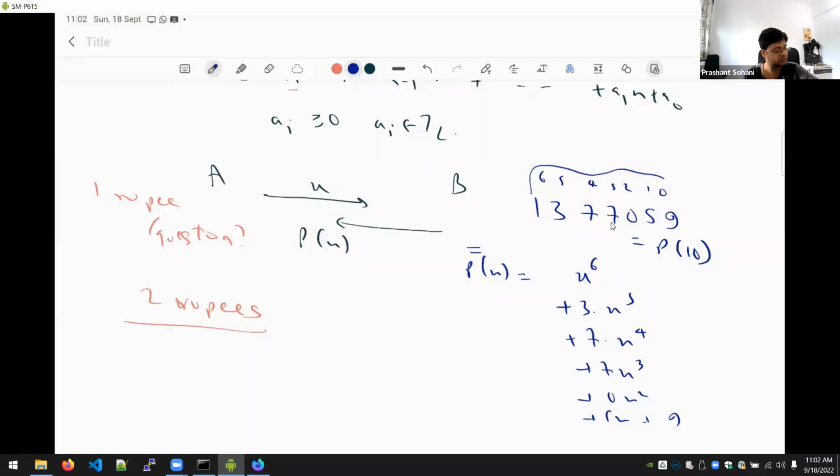And the reason why this system works is because we all know that the digits can only go from 0 to 9.